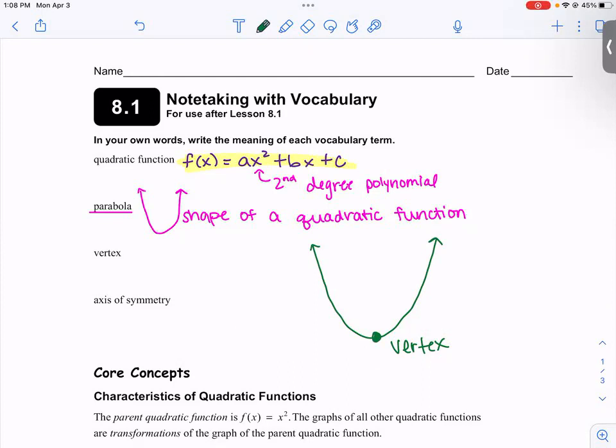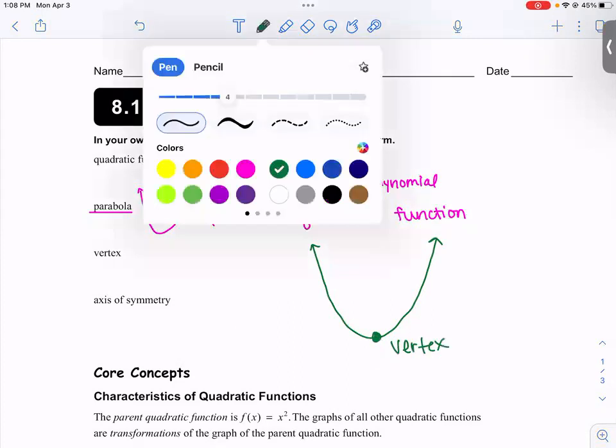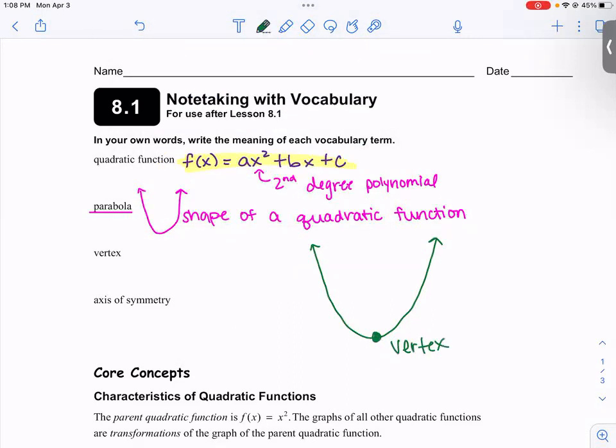Now, what do you notice? Is this a symmetrical shape? Yeah. It has symmetry.